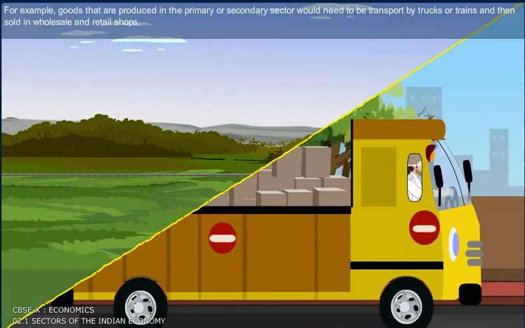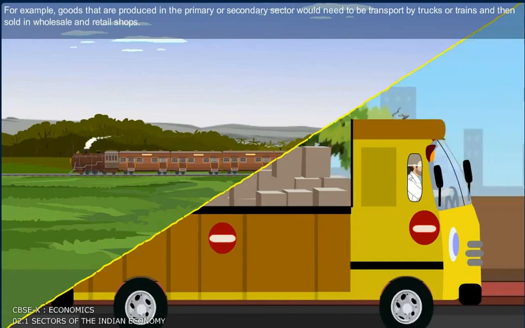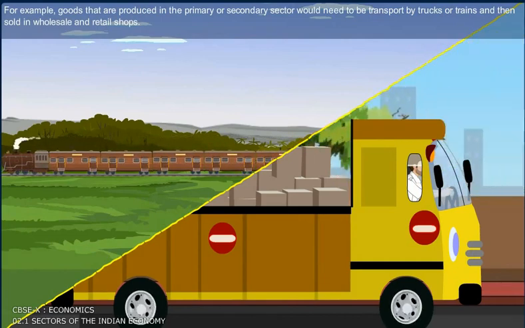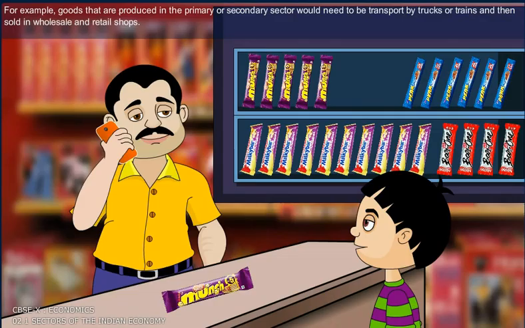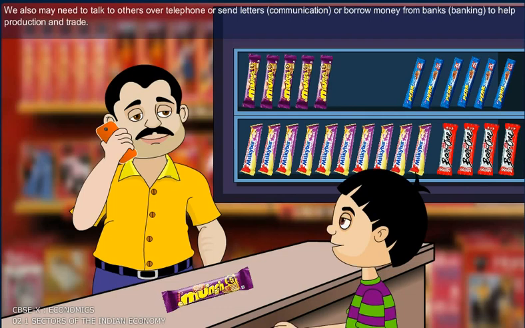For example, goods that are produced in the primary or secondary sector would need to be transported by trucks or trains and then sold in wholesale and retail shops. We also may need to talk to others over telephone or send letters, communication, or borrow money from banks, banking, to help production and trade.